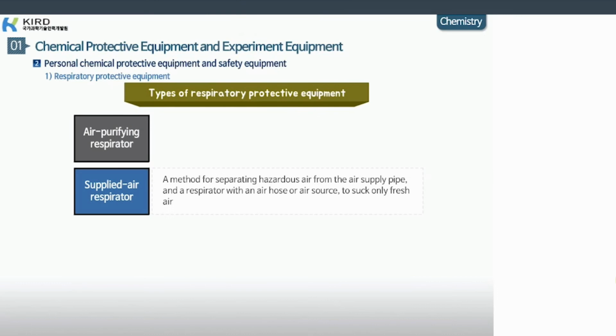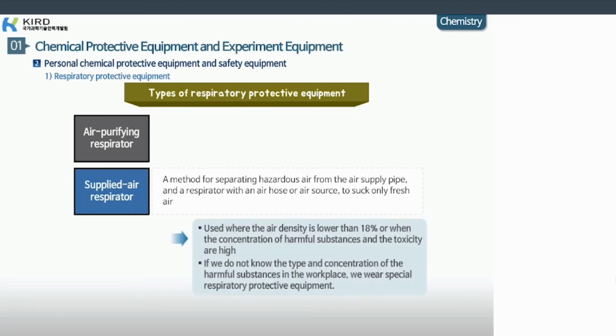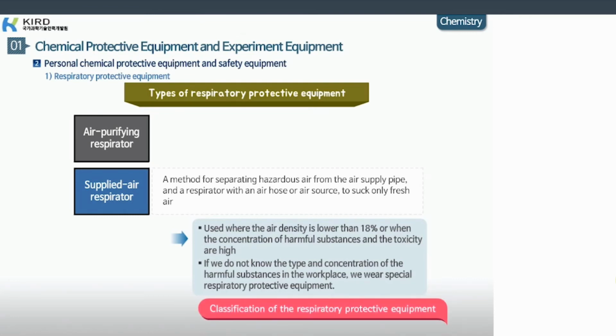Supplied air respirators separate hazardous air from the air supply pipe, and are respirators with an air hose or air source that sucks in only fresh air. They can be used where the oxygen density is lower than 18%, or when the concentration and toxicity of harmful substances are high. If we don't know the type and concentration of the harmful substances in the workplace, we wear special respiratory protective equipment. Click the button and check the classification of the respiratory protective equipment.